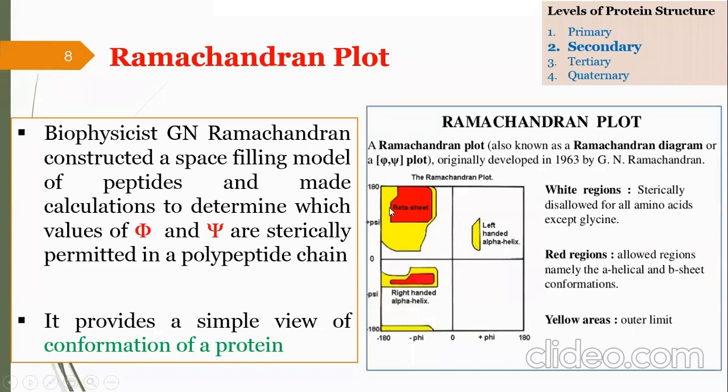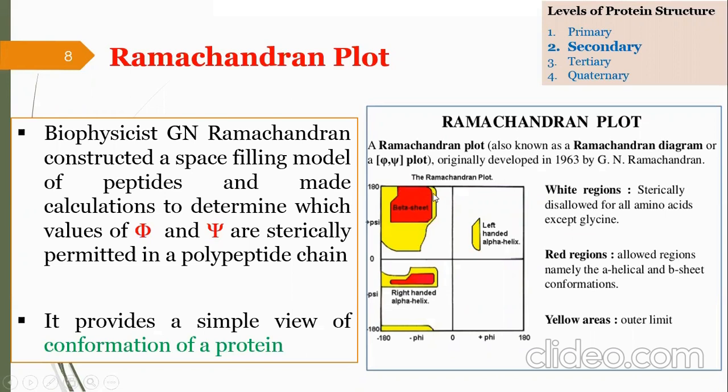Here, if we look at this plot, you can see phi on the x-axis. These are the phi angles, and this one is psi, the psi angles. And from this, we have different positions, represented in different colors.